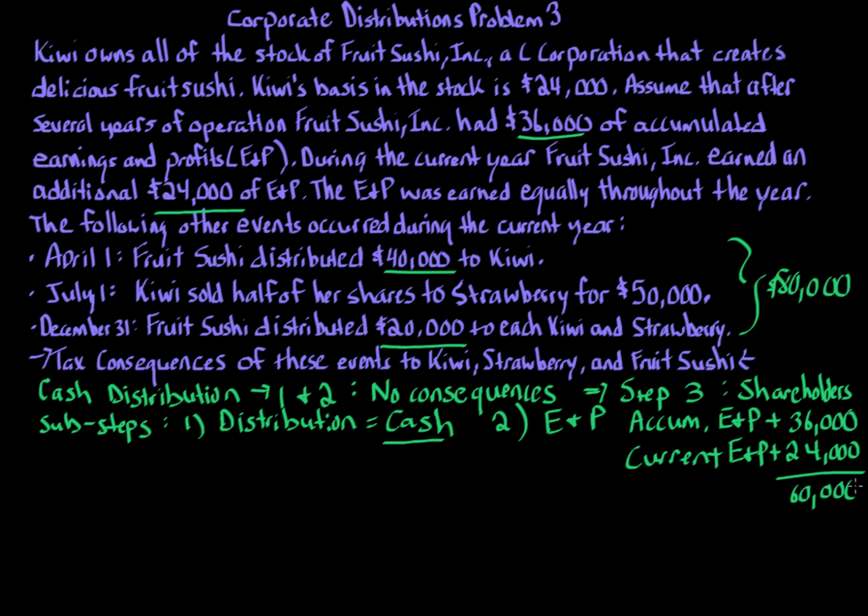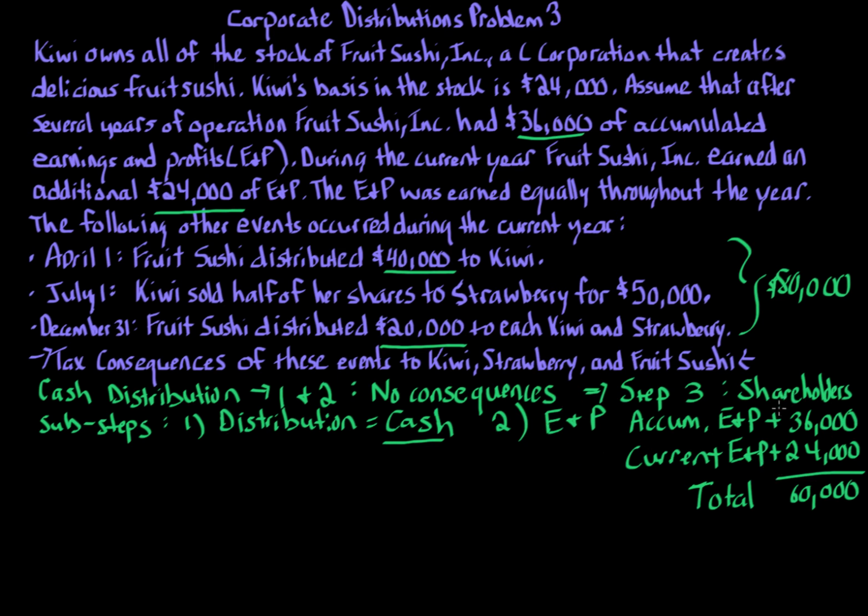Now if the amount of total E&P from this sub-step 2 is greater than the amount of distributions for the year, then that's fine. But if it's not, and again, it's all positives, like we have here, accumulated and current, we have to do a special analysis. And there are some special rules that we're going to talk about. And really, we're going to have to do sub-steps 2 and 3 together when you have this type of situation.